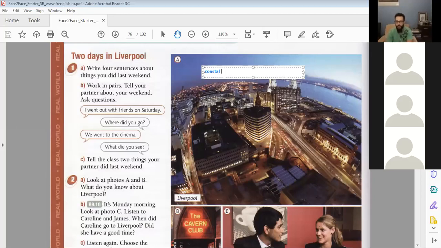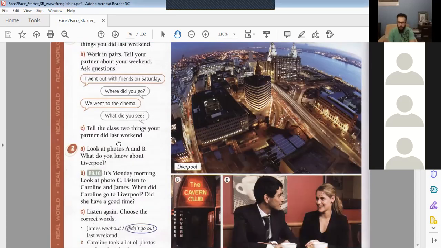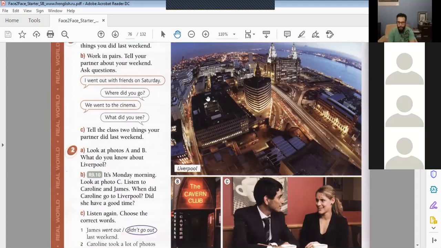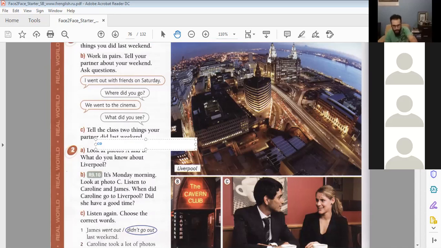Okay, so now let's listen to the story in number 2. It says, look at photos A and B. What do you know about Liverpool? So we talked. Doctor, I want to write the word coastal. Just a second. Coastal, C-O-A-S-T-A-L. Can you see it? Thank you, you're welcome.